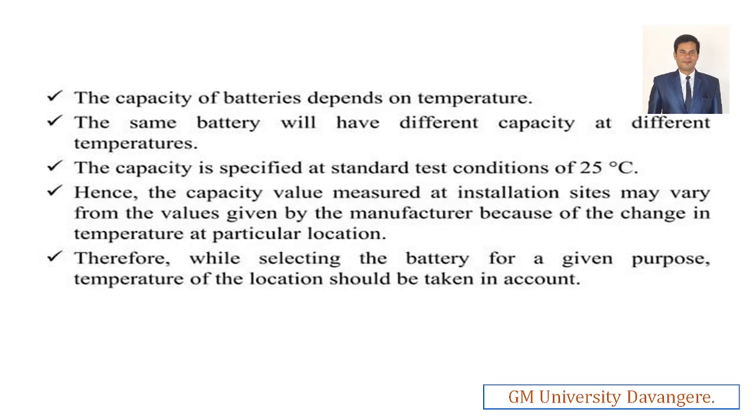so that the temperature can be kept at nominal conditions, right? The capacity specified at the standard test condition of around 25 degrees centigrade will have a specific state of charge. For 48 degrees centigrade it will have a specific state of discharge. For various temperatures we can have the state of charge and state of health conditions. We can monitor the battery health conditions also. Hence the capacity values measured at the installation sites may vary from the values given by the manufacturer because of the change in temperature at the particular location.